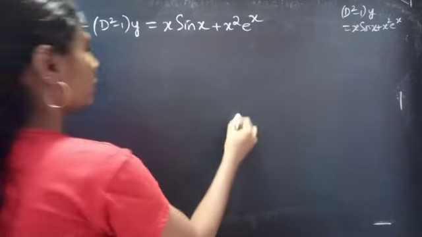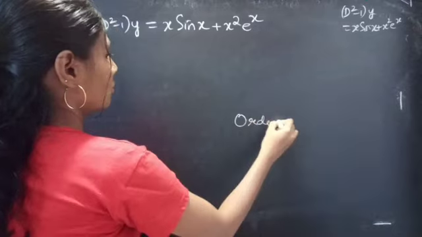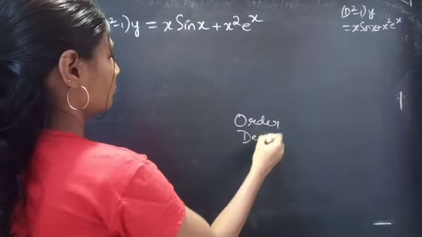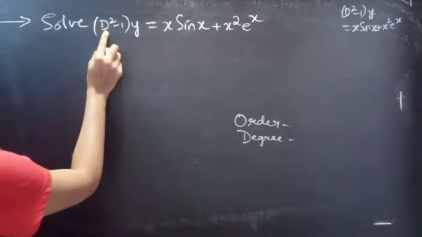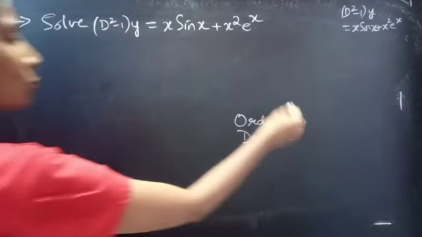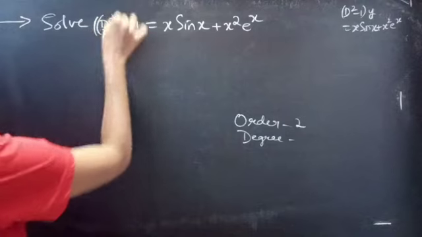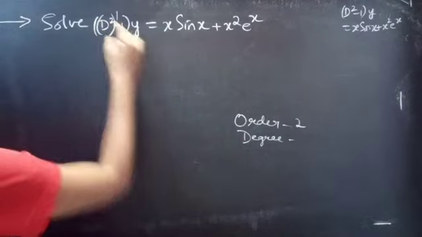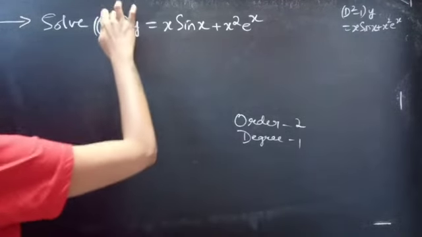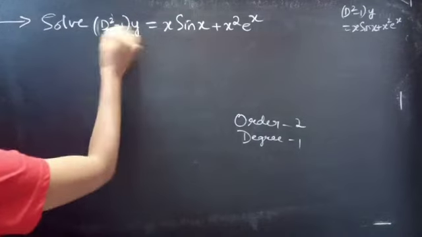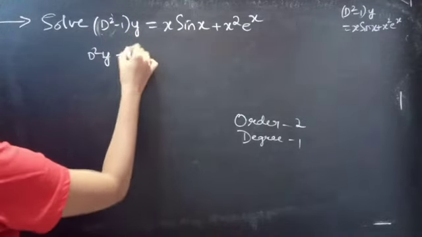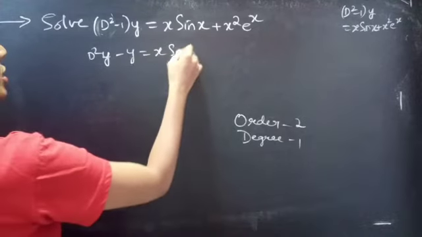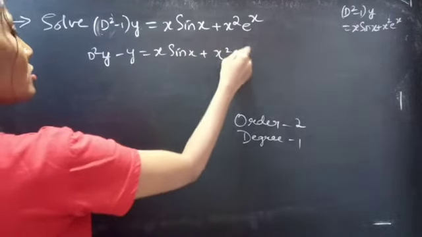Let's find the order and degree of the given differential equation. Here, the highest derivative is D square, so our order will be 2. And the highest power of the highest derivative, the degree, is 1. Let's write the given differential equation as D square y minus 1 into y equals x sin x plus x square e power x.